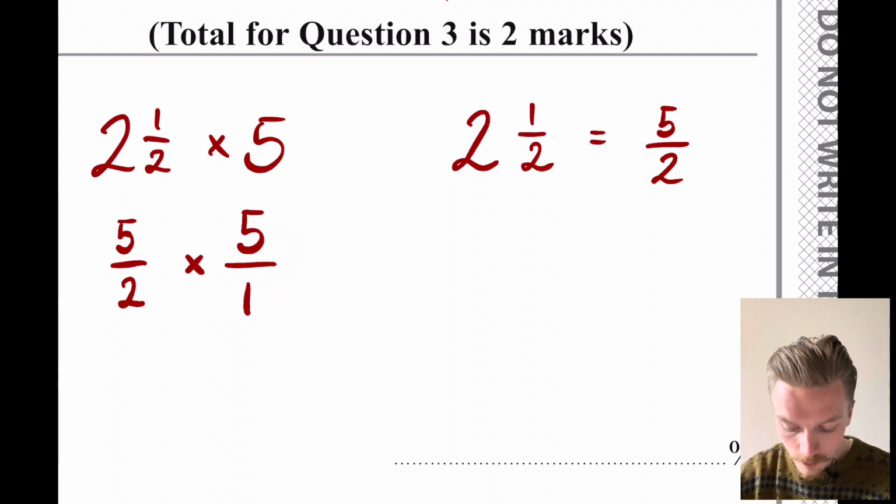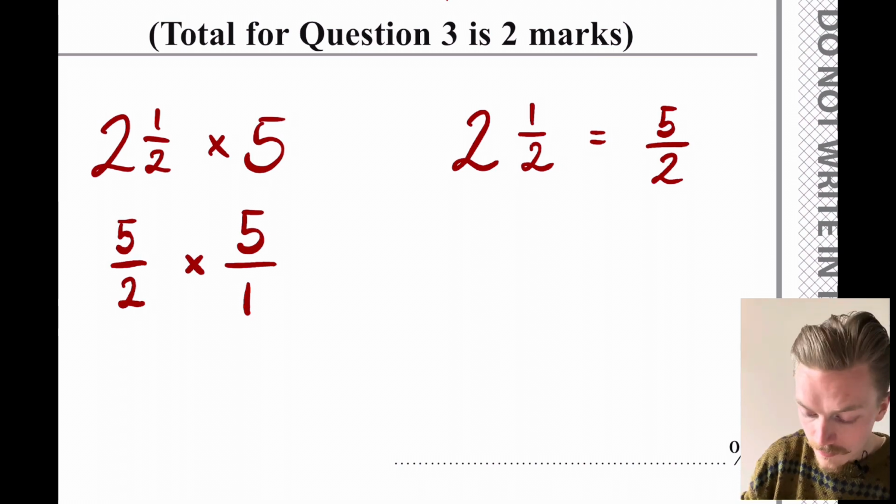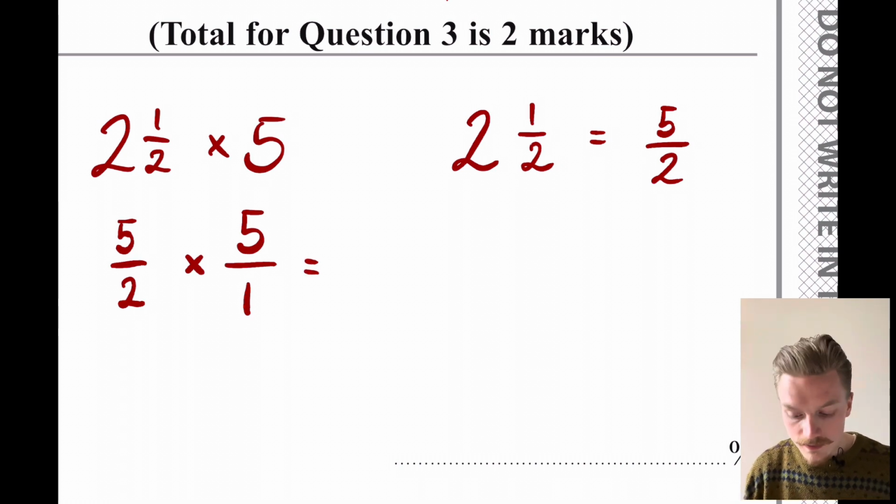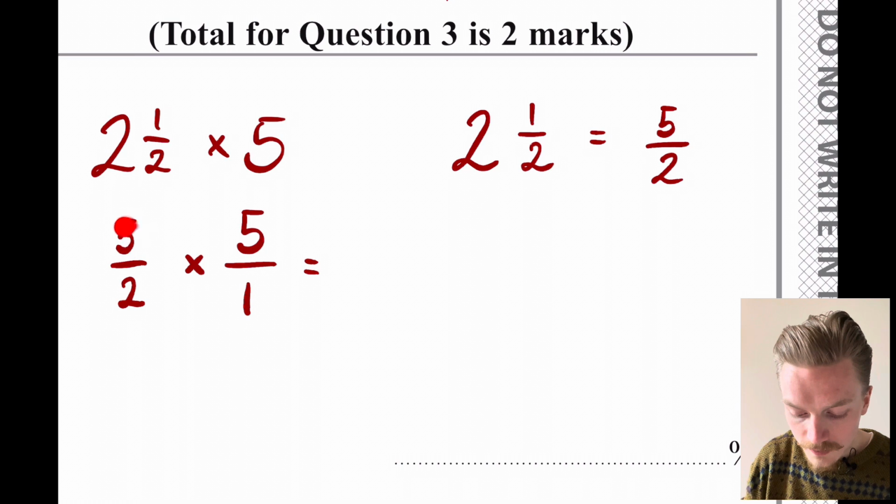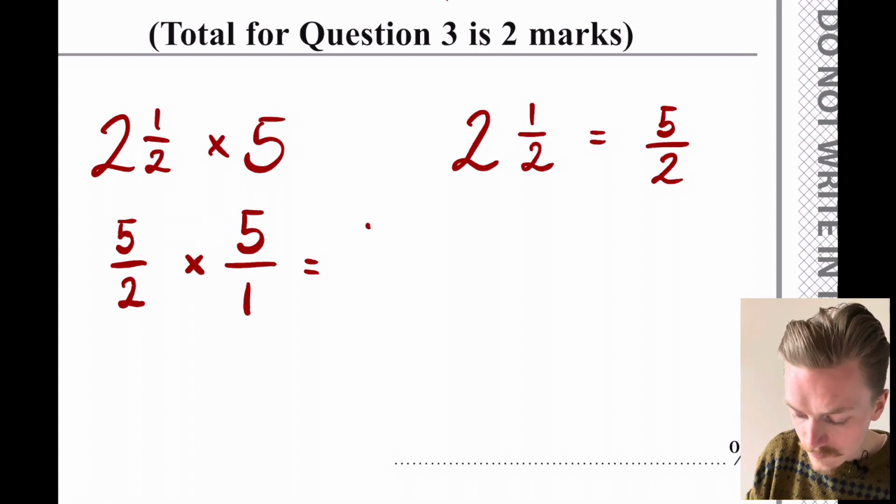So this kind of means 5 ones, roughly. So we've got 5 ones and we've got 5 halves. And now we're going to multiply together. Well, to multiply fractions, it's as simple as multiply the numerators. 5 times 5 gets me 25.